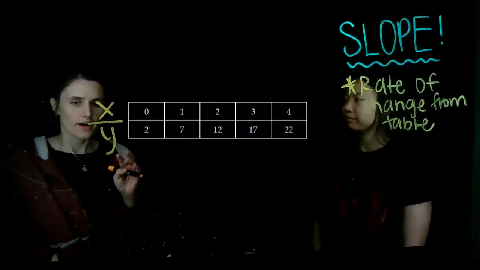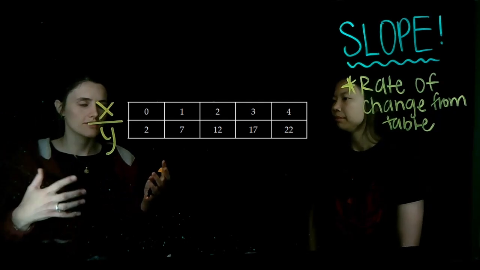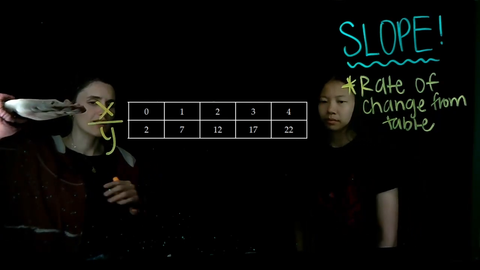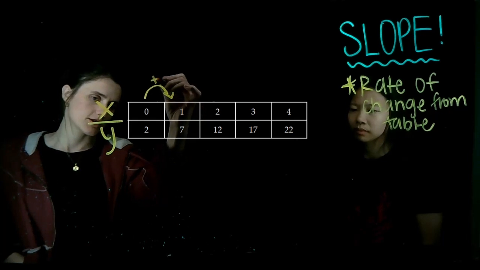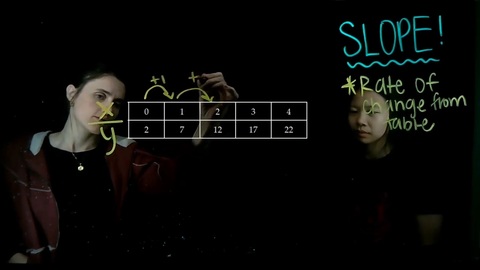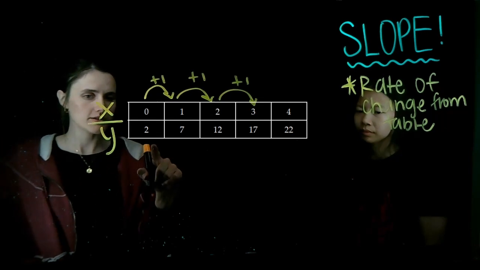Alright, so now we're going to look at this table. So these are our x values and these are our y values. If we look at our x values, we want to figure out what our x values are changing by. So we start at 0 to 1, so we know they're changing by 1. 1 to 2 is 1, 2 to 3 is 1. So our x values are changing by 1. And now let's look at our y values.